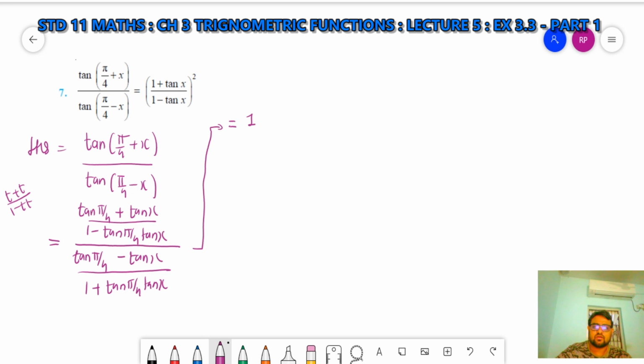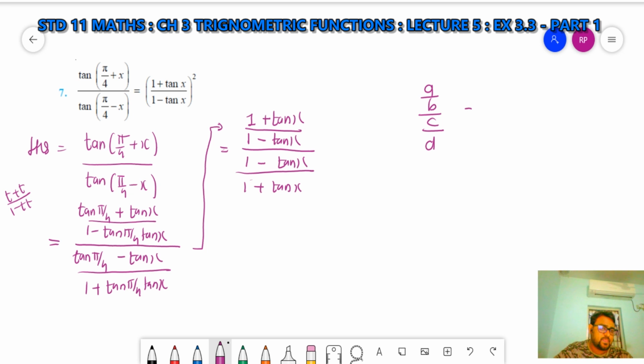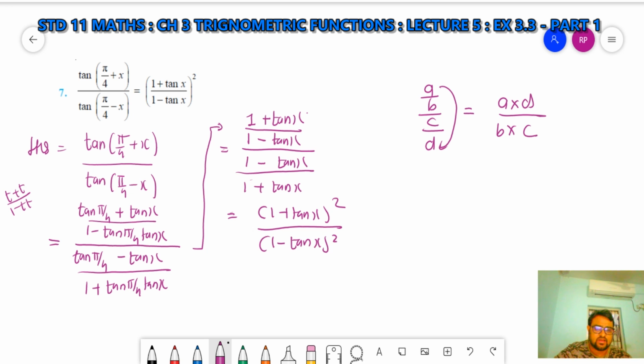And I will take it here. Tan pi/4, that is 1. Plus tan x upon 1 minus tan pi/4, that is 1, 1 into tan x, upon tan pi/4, that is again 1, minus tan x upon 1 plus tan x. Okay, so when there is a ratio like this, a upon b upon c upon d, then in two fractions, it will be a into d upon b into c. So this will be equal to (1 + tan x)(1 + tan x), (1 + tan x) whole square, upon (1 - tan x)(1 - tan x), (1 - tan x) whole square.